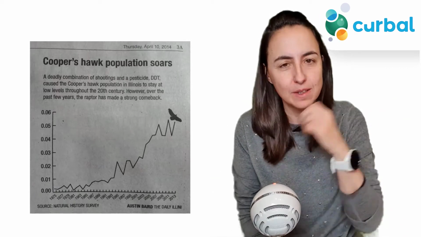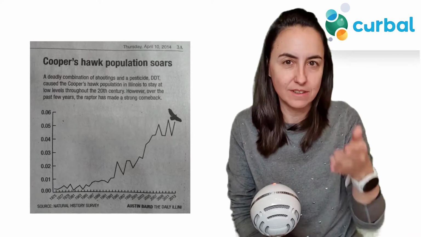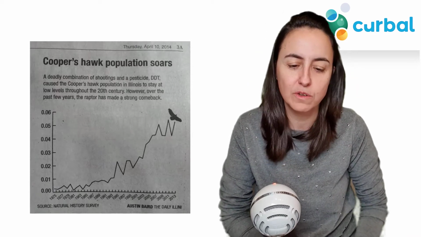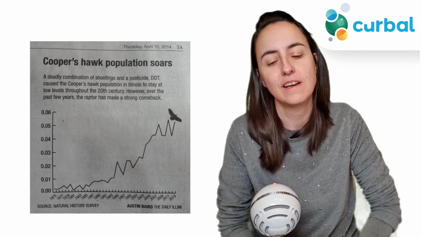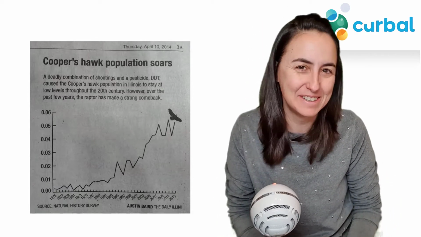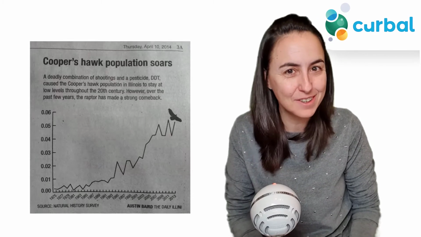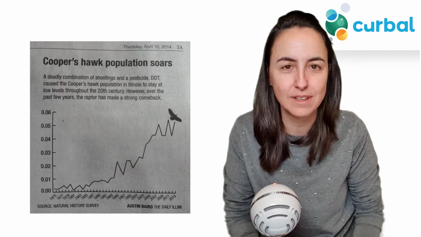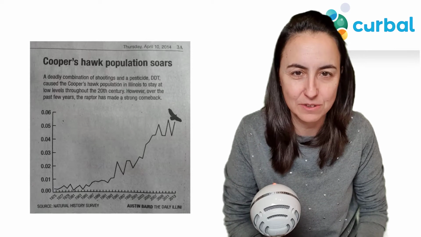On the last episode I showed you this visualization, Cooper's hawks population surge in Illinois, and I asked you, is there something wrong with it? And obviously you had a lot of comments. So we're going to go through the chart and see if there is something wrong, and in that case, what is it?